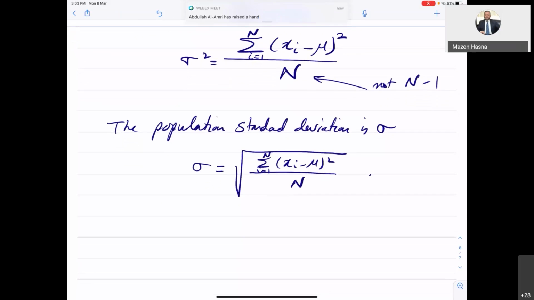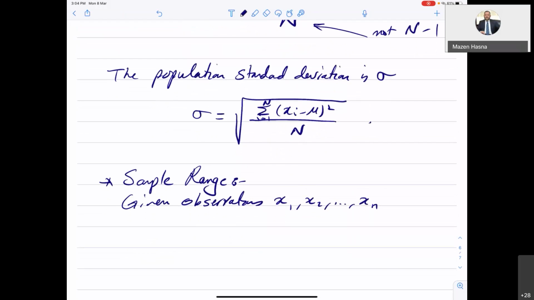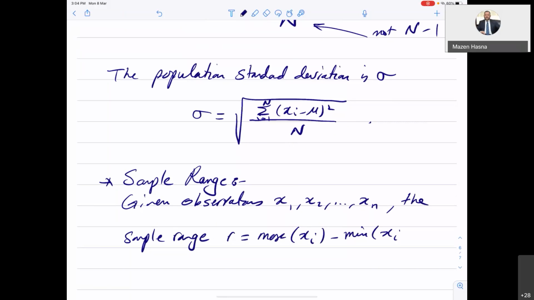Another measure of variability, a measure that tells me the spread of the data, is what we call the sample range. And sample range is simply, again, given observations x1, x2, all the way to xn. Again, always remember x1 to xn are the values of the data that you collect or you observe in the lab. The sample range is simply the maximum value minus the minimum value of the observations.